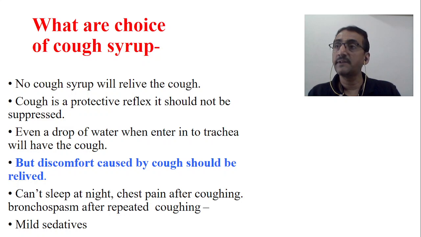When the cough is there, because of cough the child will have chest pain. Because of cough, the bronchospasm is increased. Now this has to be treated. Not exactly the cough should be treated, cough should not be suppressed. Now if the child cannot sleep, you can go for mild sedatives. If chest pain is there after coughing, you can go for muscle relaxants. If bronchospasm is there after coughing, you can go for some of the bronchodilators. So this you can try, but cough itself should not be suppressed.